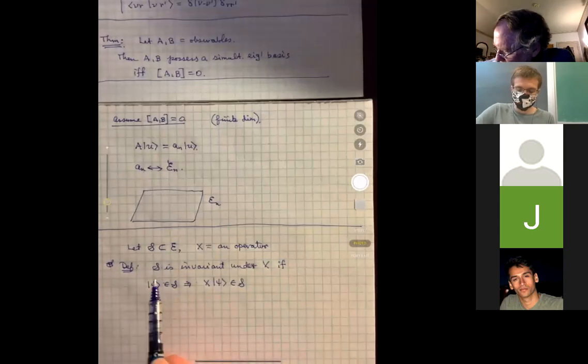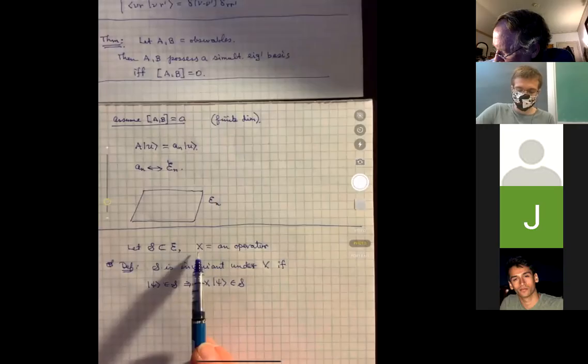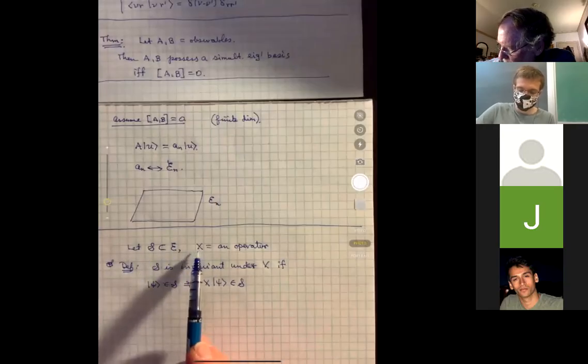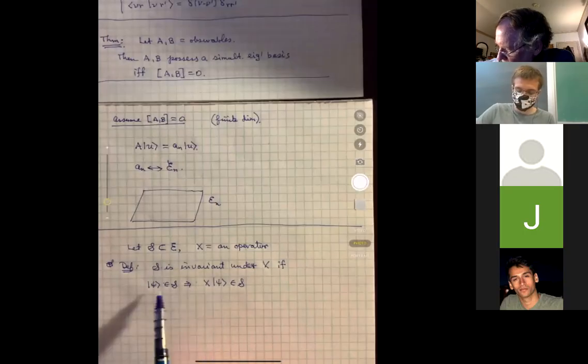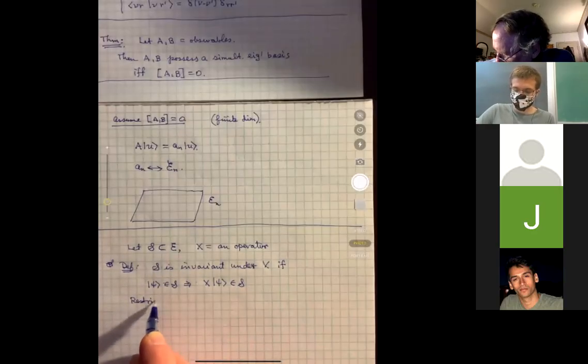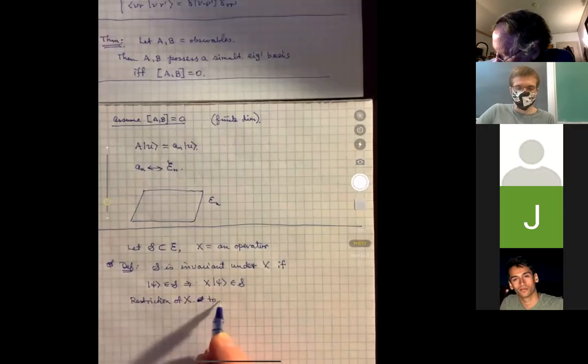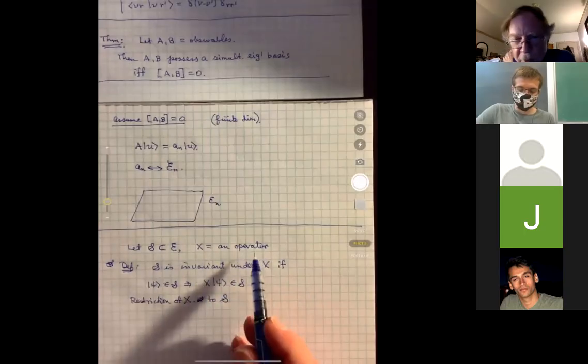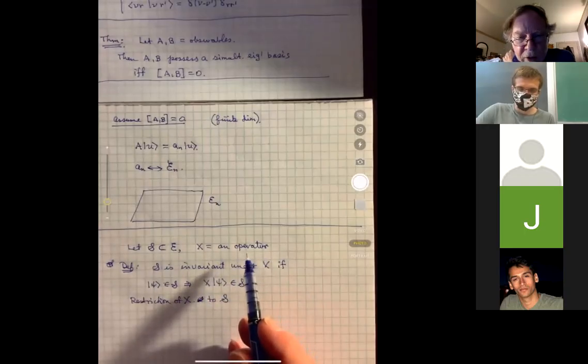In other words, if you restrict the domain of the operator X to not be the whole Hilbert space, but just the subspace, then the image of the operator X belongs to the same subspace. If that's the case, you can speak of the restriction. This leads to the concept of the restriction of the operator X. The restriction of operator X to the subspace S is nothing but taking the same operator without changing it at all, but just restricting its domain.